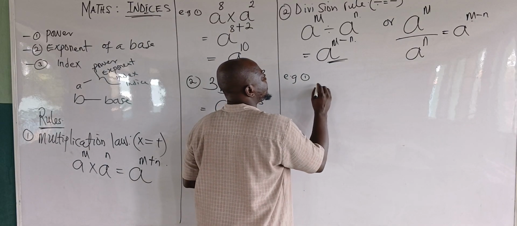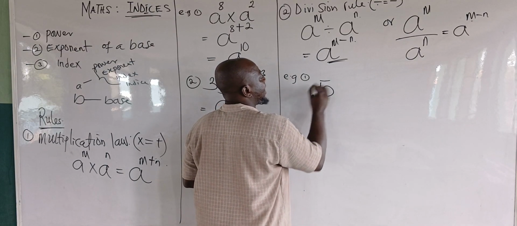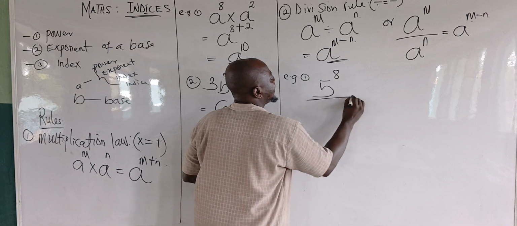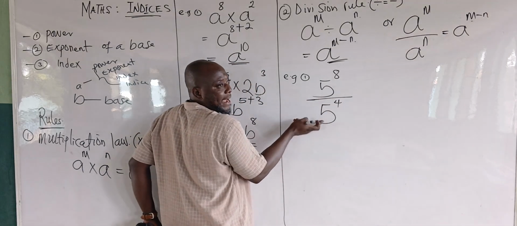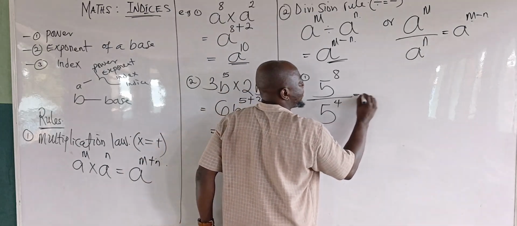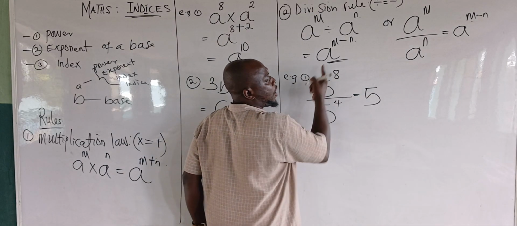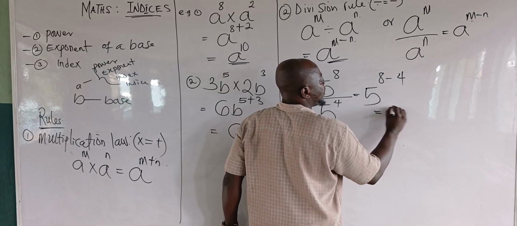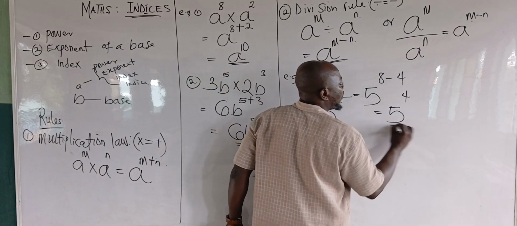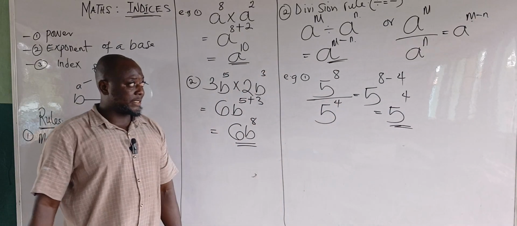So let's say you have 5 raised to the power of 8 divided by 5 raised to the power of 4. Same number, pick one. So I'm picking 1. Write the power of the top first, minus, here is 4. So this becomes 5 to give us 4. This is how you do this.